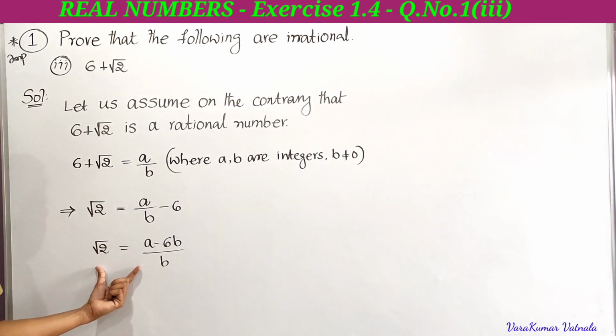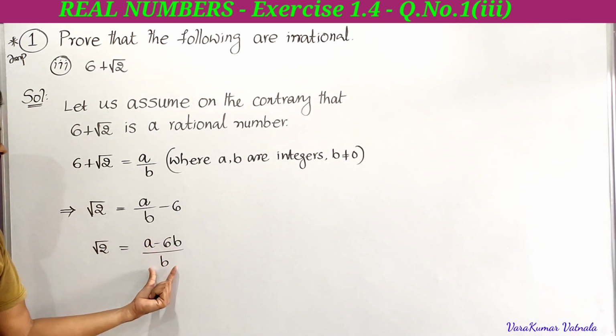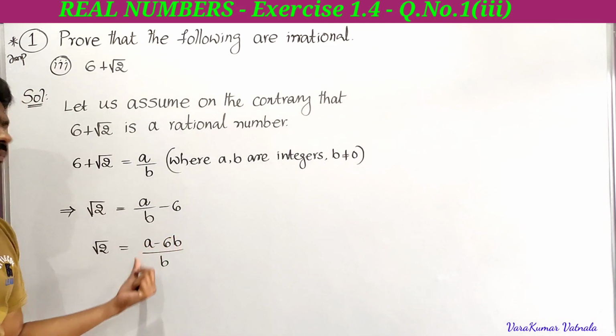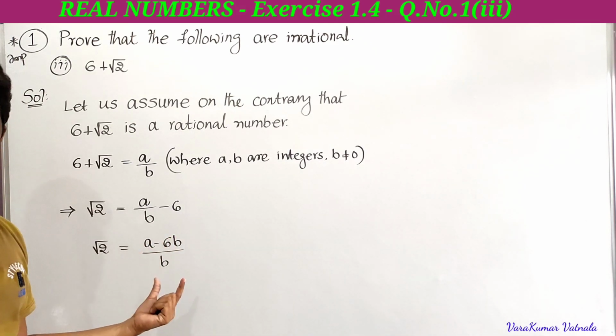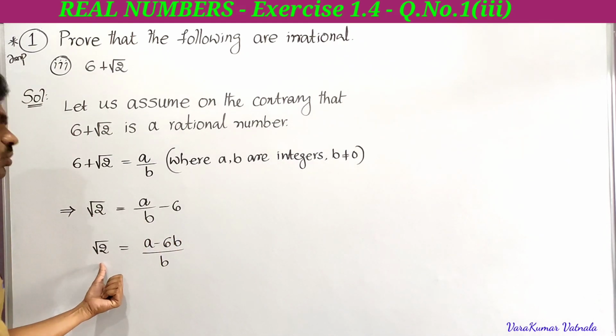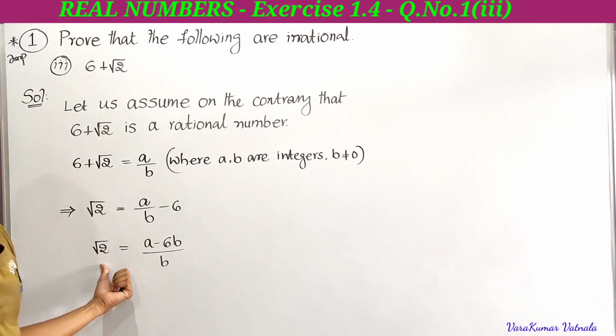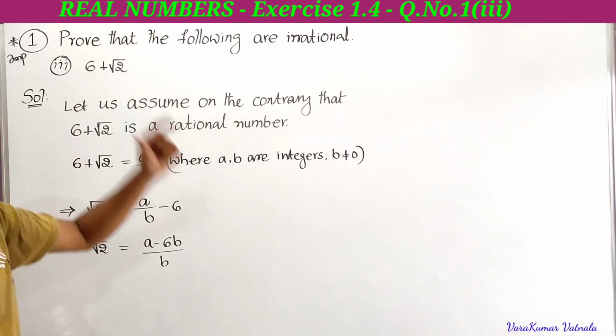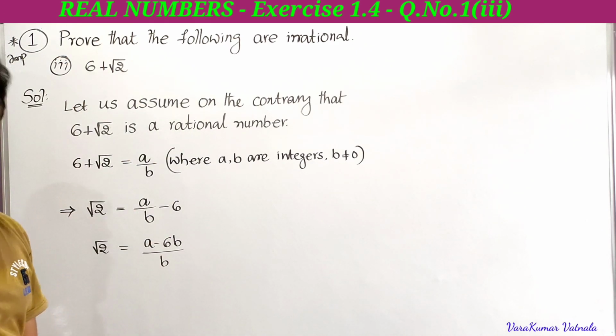So it is very easy. Here a, b are integers, hence (a minus 6b) by b is rational. So root 2 is rational, but this contradicts the fact that root 2 is irrational, hence we can say 6 plus root 2 is irrational.